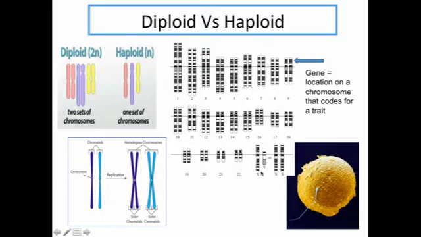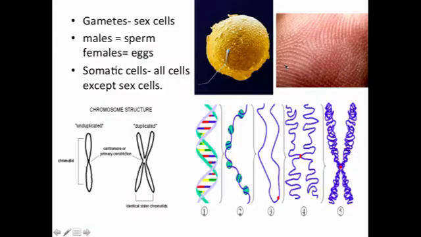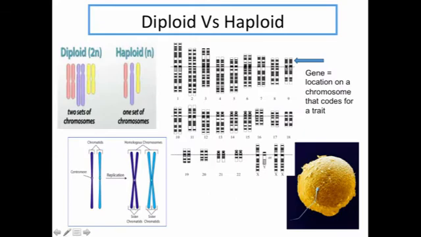With the exception of your sex chromosomes, if you're a female, you're going to have two X's. If you're a male, you're going to have an X and a Y. But you notice the difference between the X and the Y chromosomes. The Y is a much smaller chromosome than the X. You notice these all have these black bands on them. Those black bands are a stain that indicates where a certain gene is. And a gene is a particular location on a chromosome that codes for a trait.